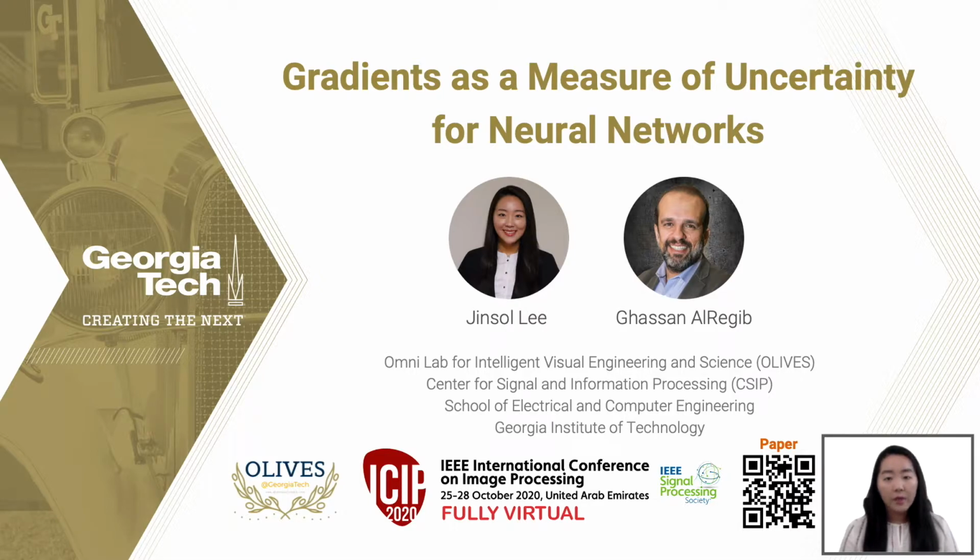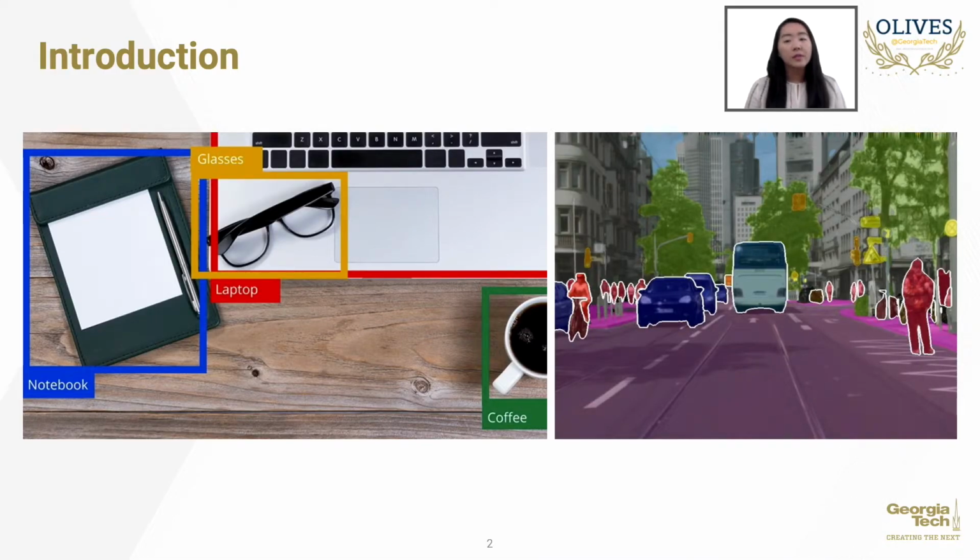Today, I'll talk about our paper titled Gradients as a Measure of Uncertainty for Neural Networks. Deep neural networks have achieved significant improvements in many applications, including object detection and semantic segmentation. These advancements have led to deployments of learned networks to solve real-world problems. However, there are limitations to the current state of neural network applications.